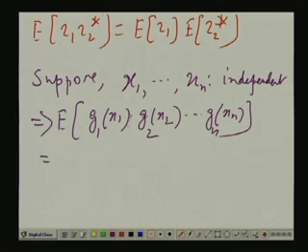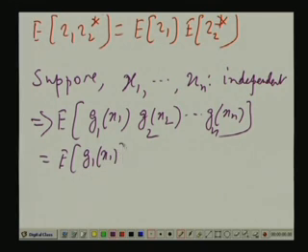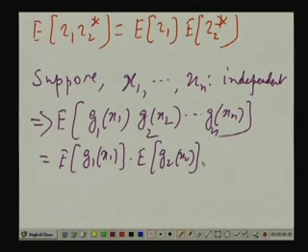This product multiplied by the joint density, integrated. But if they are independent, the joint density is nothing but the product of the individual or marginal densities. So you just separate out the integral: one with respect to x1, just g1(x1) times the probability density of x1 integrated, same for x2, same for xn. So this gives the expected value of g1(x1), then the expected value of g2(x2), and so on, up to the expected value of gn(xn).